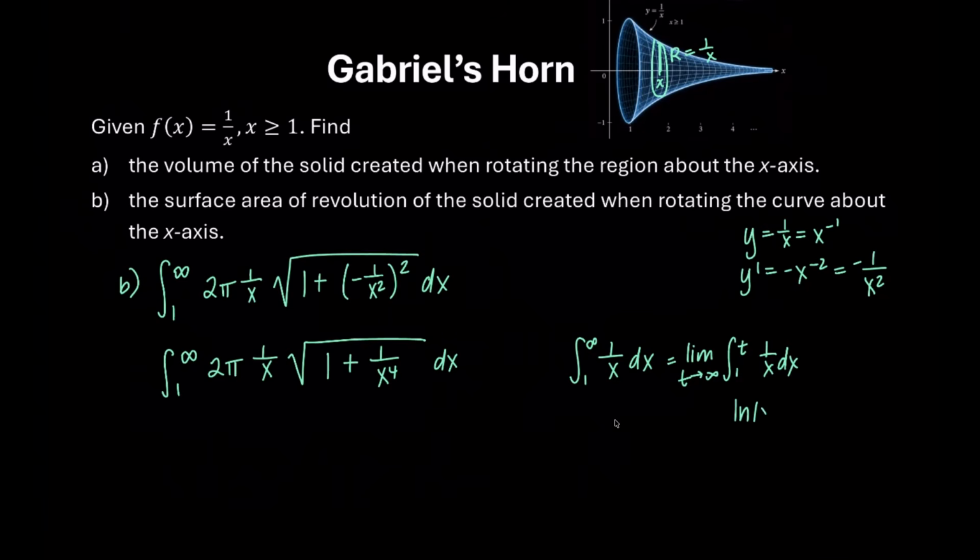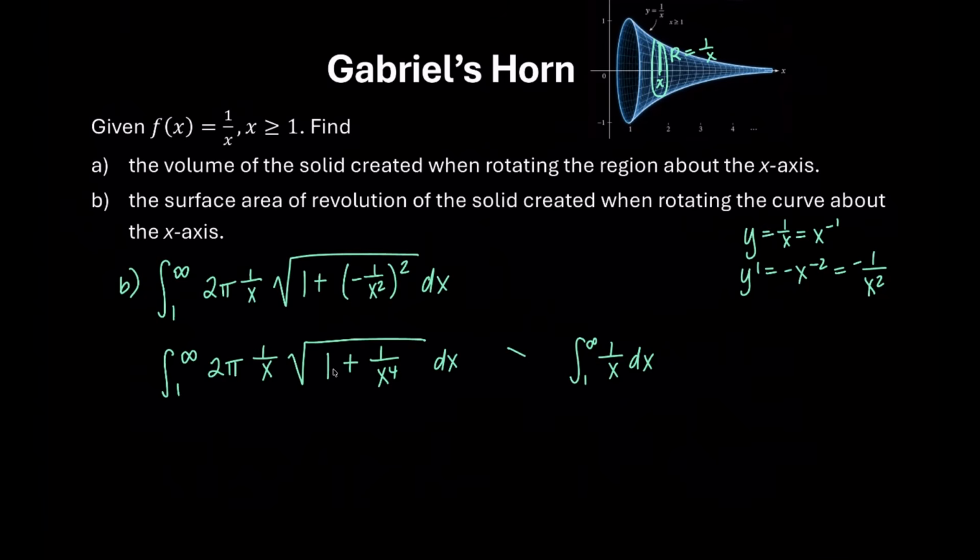The antiderivative is natural log from 1 to t, and then the natural log of t minus the natural log of 1. As t goes to infinity, natural log of t goes to infinity. So this diverges, right? So we can quickly show that, or again, that's something that we should have in our back pocket and know that the integral from 1 to infinity of 1 over x dx diverges. Well, over here, how does this compare? Well, this is multiplied by 2 pi and multiplied by this positive quantity here. So this is definitely bigger, right?